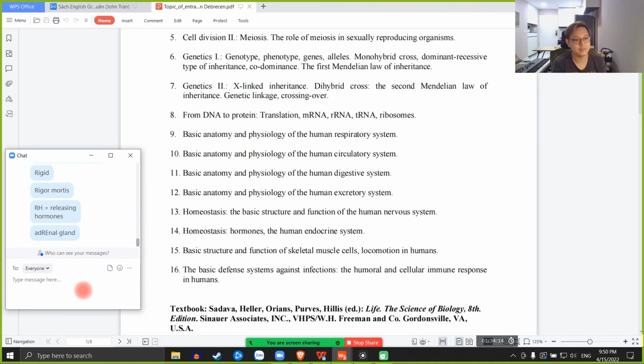Adrenal glands are the glands above the renal, above the kidney.